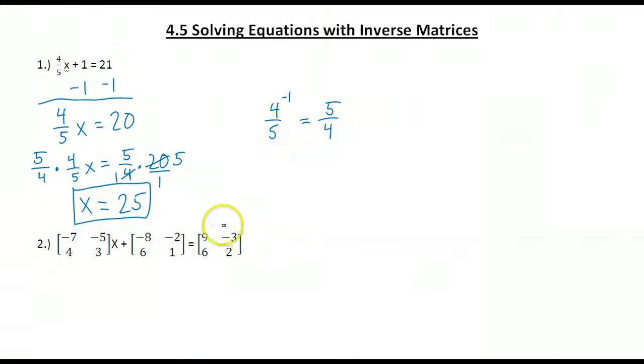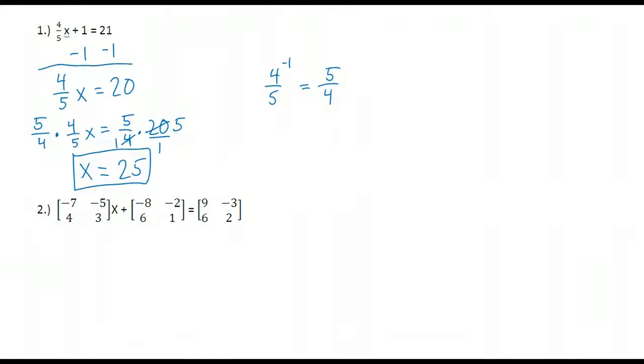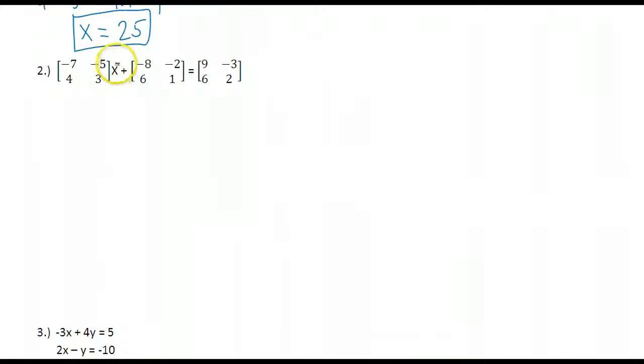Let's apply that idea to problem number 2. If I want to solve for x, I need to undo the things that are happening to x. I'm going to have to undo being multiplied by this matrix and undo adding this matrix. Well, to get rid of this adding this matrix, I just need to subtract. So I'm going to subtract this matrix from both sides.